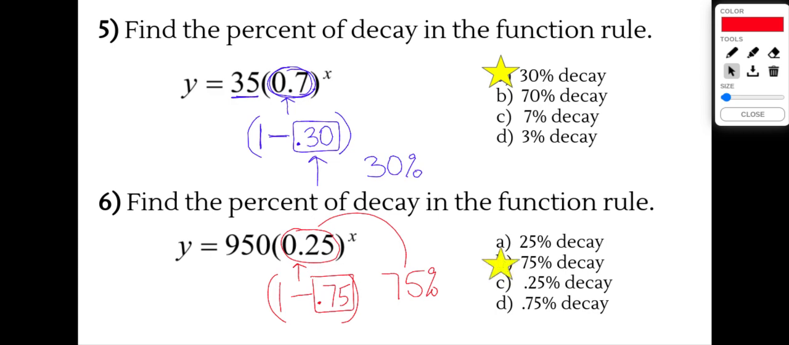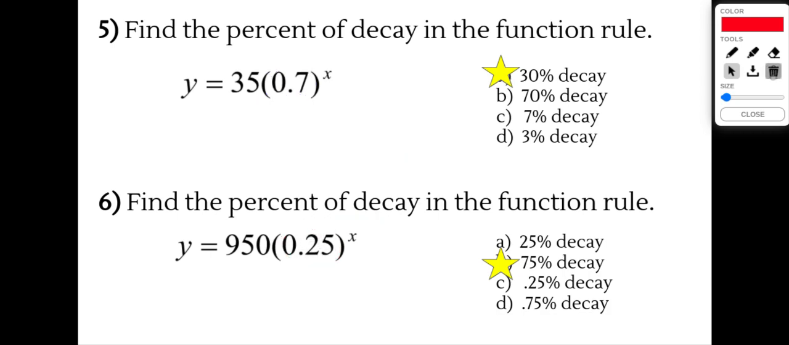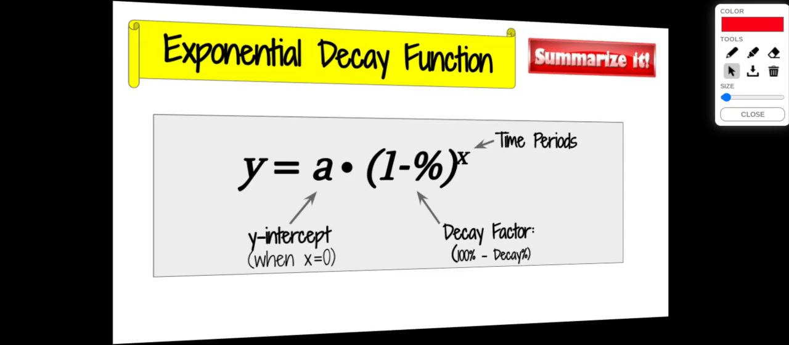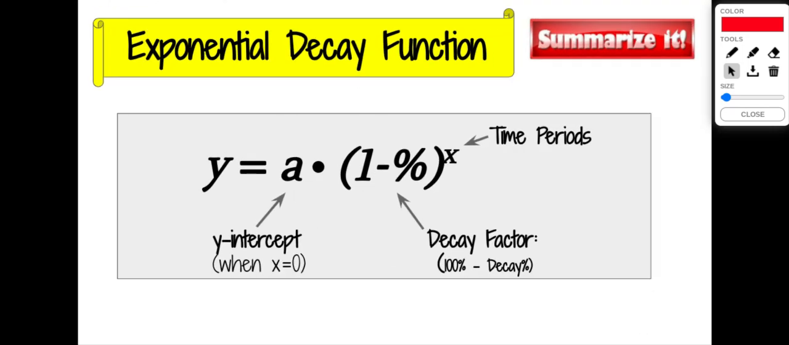So the decay are a little bit trickier. You really have to think about, where did the B value come from in the problem? What was being subtracted? Okay, and then on to our summary. Again, here's that exponential decay function where we were seeing 1 minus the percent. If you didn't get a chance to write this in your notes, you can go ahead and pause the video and go back to the front of your notes and write it in there.